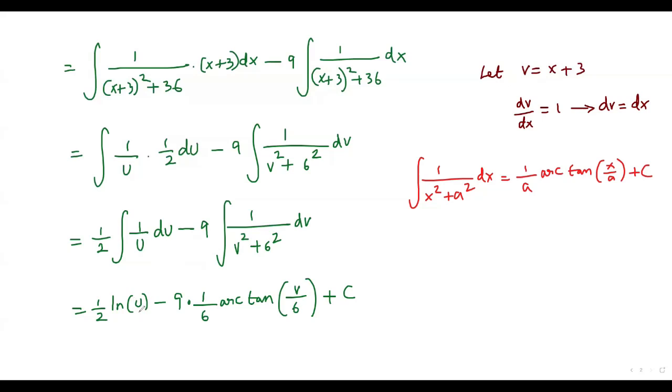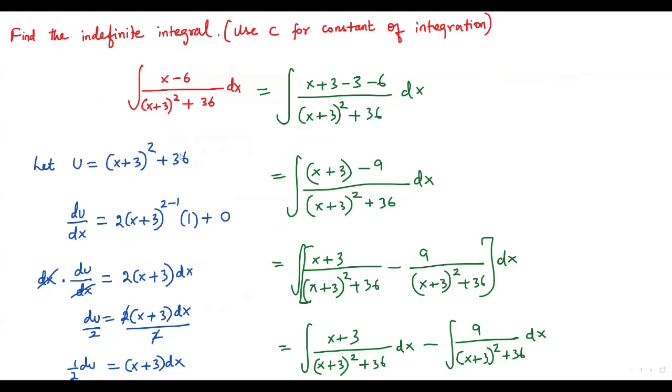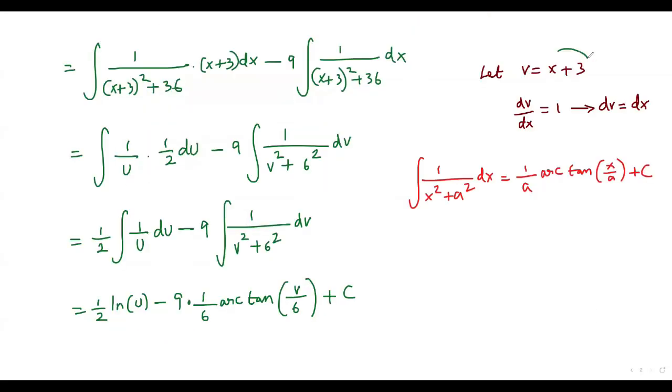And now let's consider the variables u and v. These two variables were taken by us to make the integration process easier. So now these two variables u and v have to be replaced by the original stuff. For u, we know that it is (x plus 3) the whole squared plus 36. And for v, we know that it is x plus 3. Let me continue. 1 over 2 times ln of, for u, we can plug in (x plus 3) the whole squared plus 36.